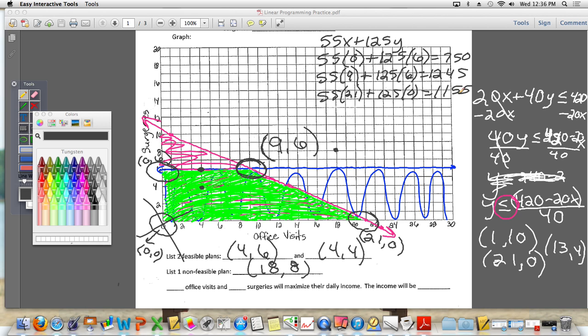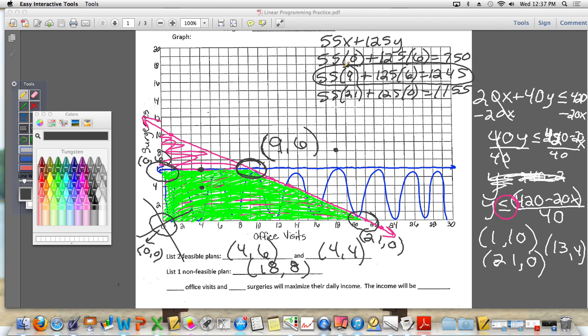Now, some people are going to ask me, is it always going to be this point? No, because that blue constraint that I wrote is not always going to be horizontal. It might slant up, or slant down. Don't assume that is always going to be the point that will get you the most money. Okay? So, here we go. This one gave us the most money. It's the point 9, 6.